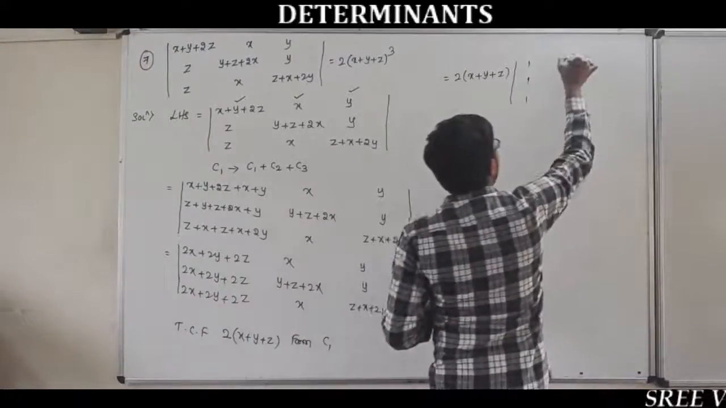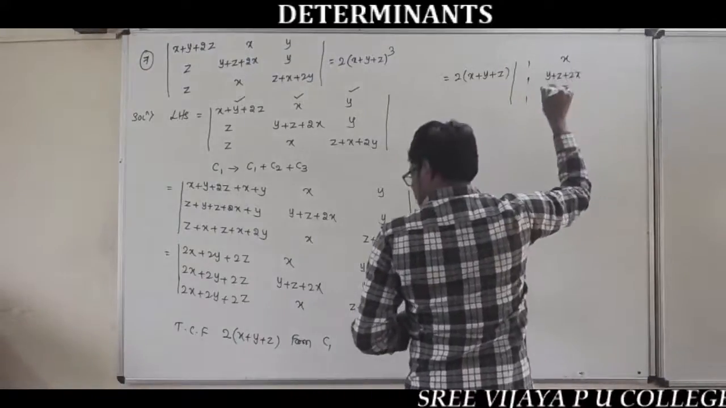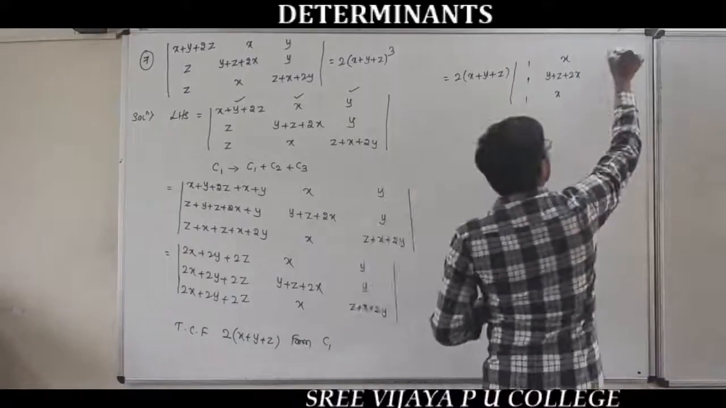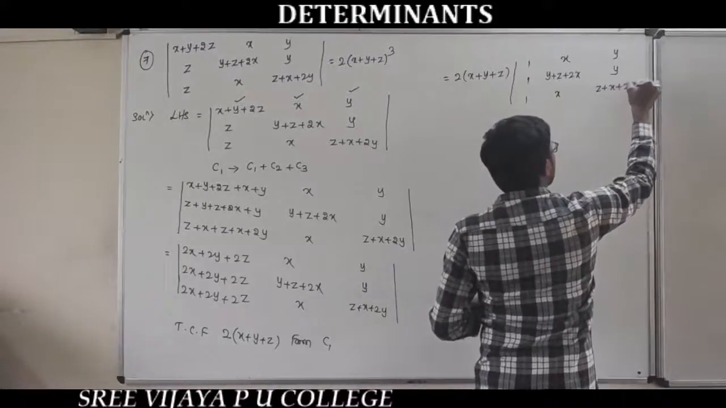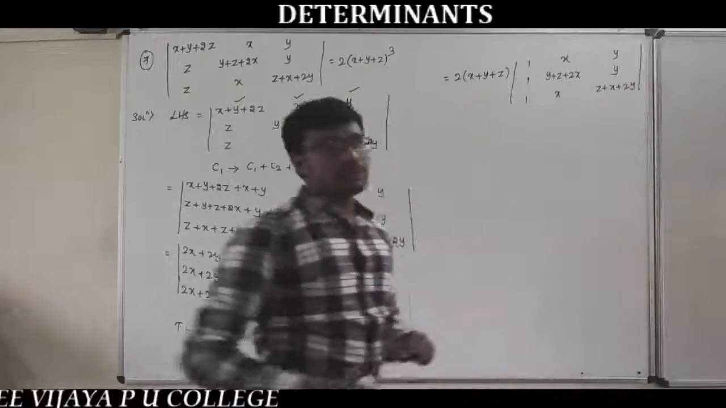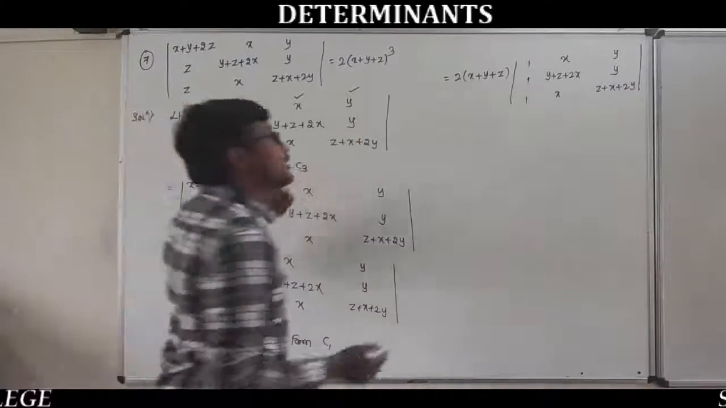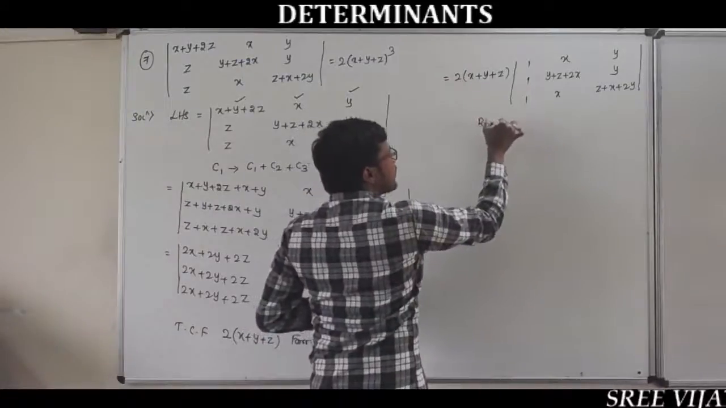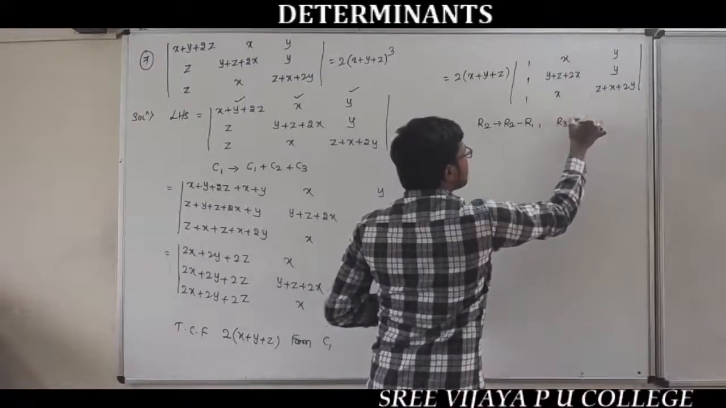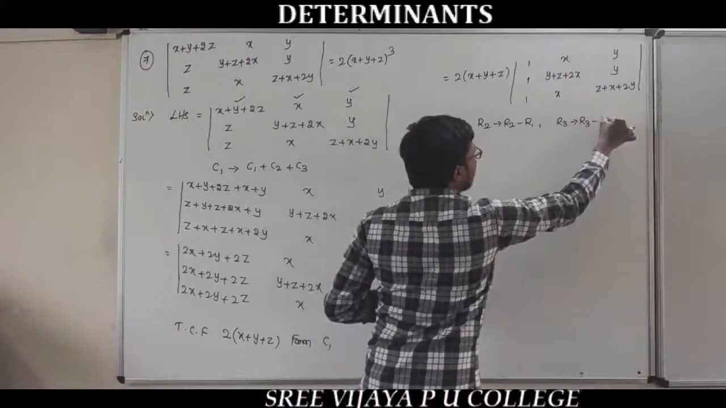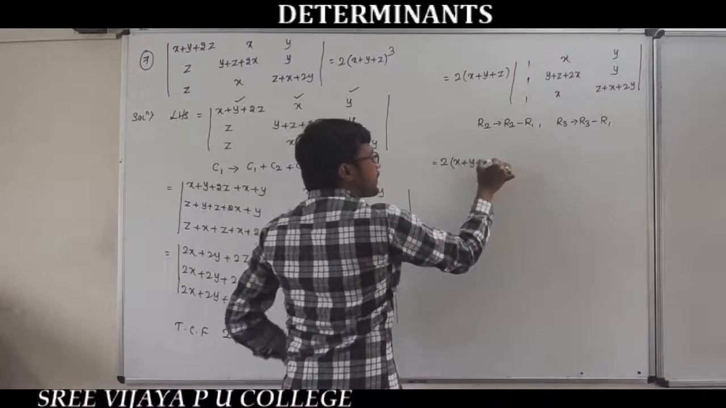Second column is x, y plus z plus 2x and x, y; z plus x plus 2y. So now, after column 1 changes to column 1 plus column 2 plus column 3, what can we apply here? We can apply R2 changes to R2 minus R1, R3 changes to R3 minus R1. Okay, so that equals 2 times of x plus y plus z.